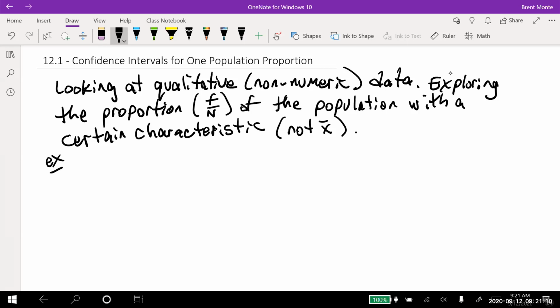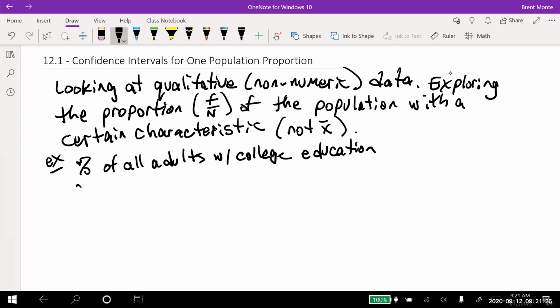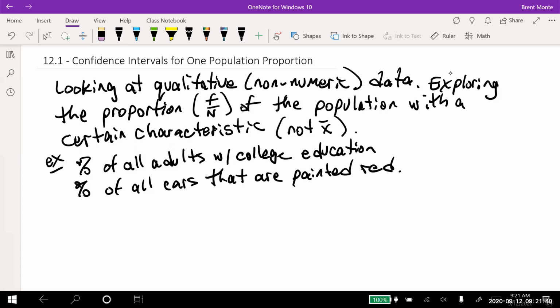So for example, say we want to know the percentage of all adults with a college education. Or maybe we want to look at the percentage of all cars that are painted red. Anything where we're looking at a proportion, or we can change it to a percentage of something. Okay, so that's the idea.